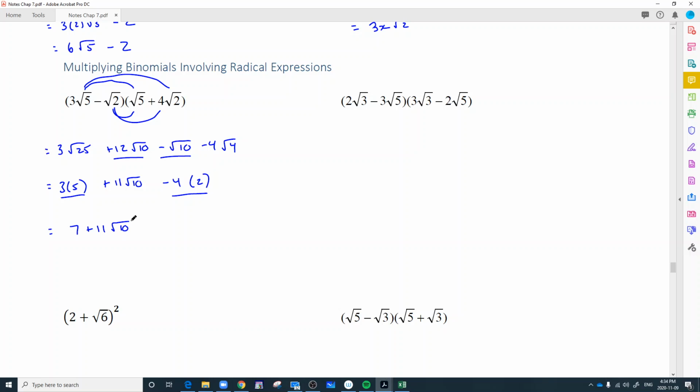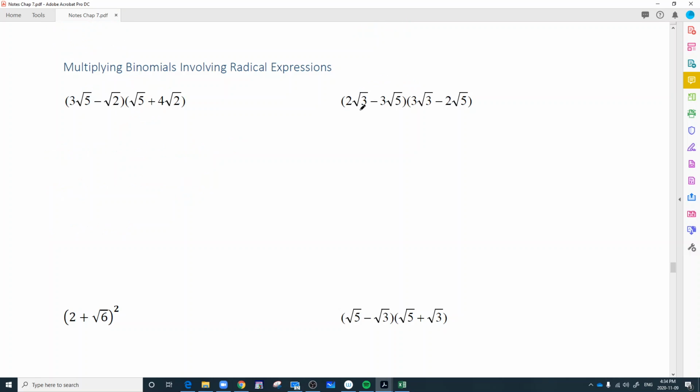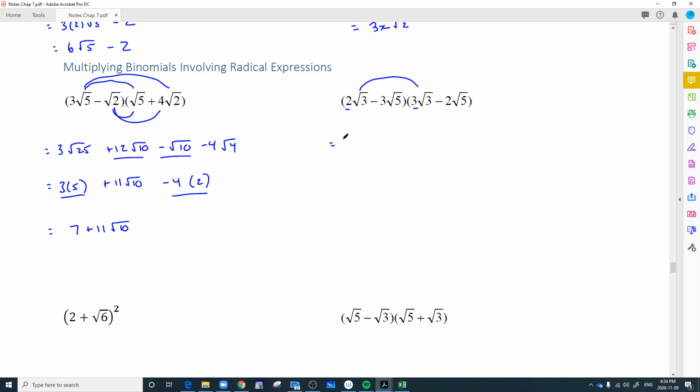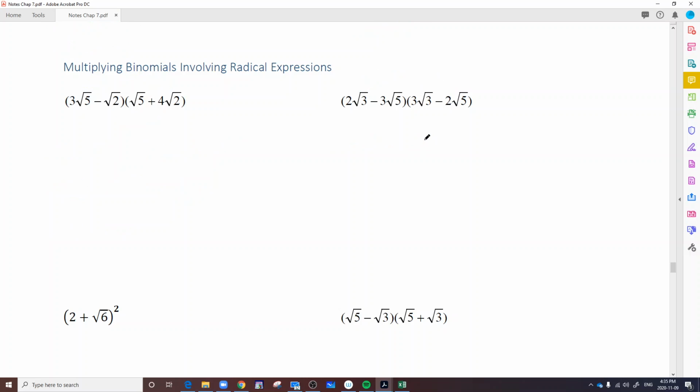You could totally pause the video right now and give this one a go. There's nothing new that's going to come up in these next 3 examples, but let's get through them. So we've got 2 times 3, which is 6, and then root 3 times root 3 is root 9. You've got distributing through the second term, you've got 2 times negative 2 is negative 4. Root 3 times root 5 is root 15.